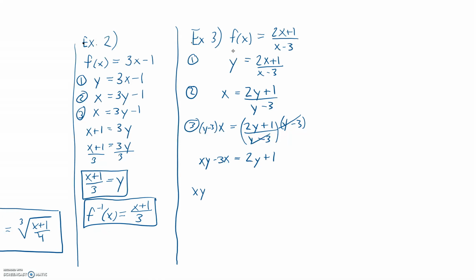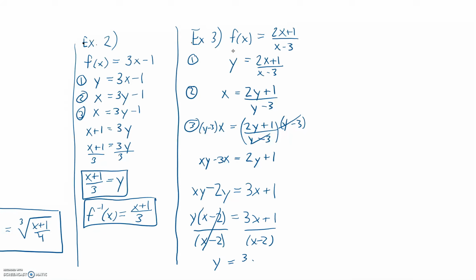So when I do that, I get xy minus 2y. Then move the 3x over. We have positive 3x on the right side plus 1. Now we have two terms with y in it, so let's turn that into a factoring problem. Now we have (x minus 2) times y equals 3x plus 1. And now we can easily solve for y, because we can take that as a whole term and divide it. y equals (3x plus 1) over (x minus 2). And that's equal to our inverse.